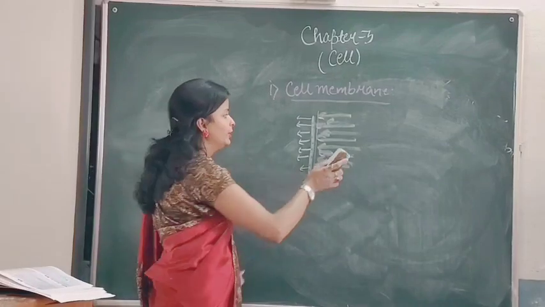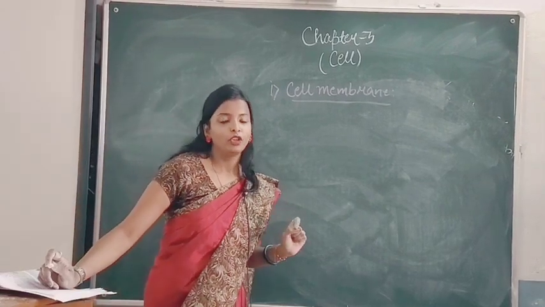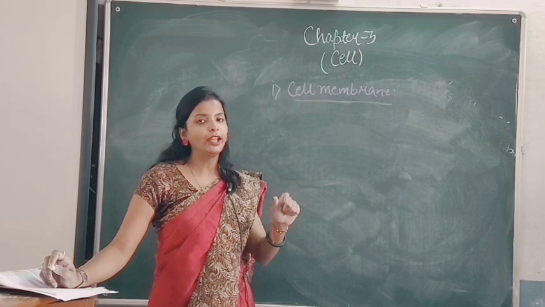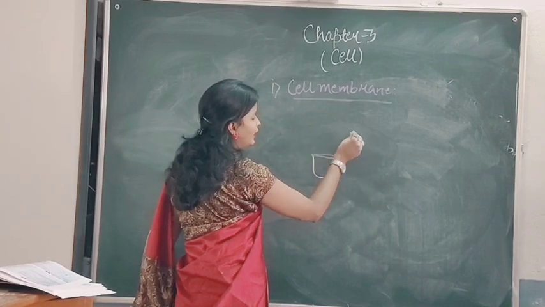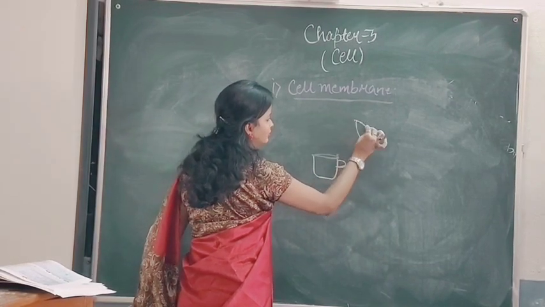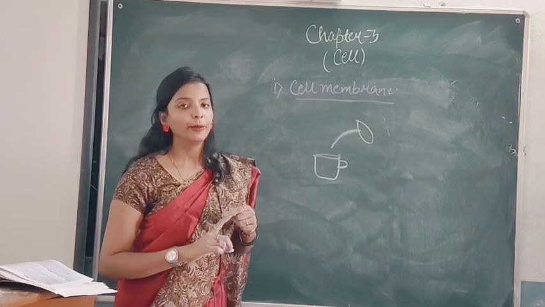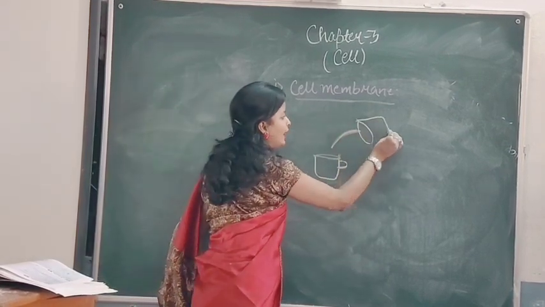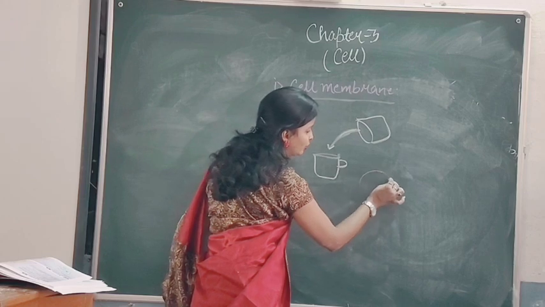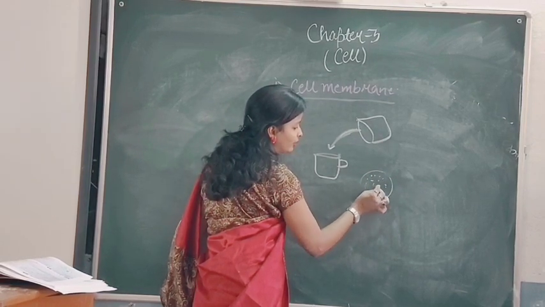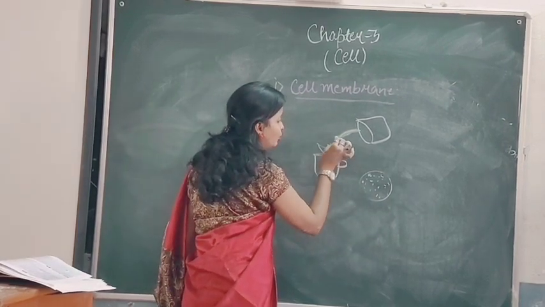Now to explain selective permeability, I will give you a very common example. You might have seen your mother preparing tea. When she prepared tea, she used to strain the tea along with the tea leaves. Suppose this is your cup and this is a pan, and tea is poured from the pan to the cup. What is used to pour the tea? A strainer, a kind of strainer in which fine holes are present. So she used a strainer to strain the tea.